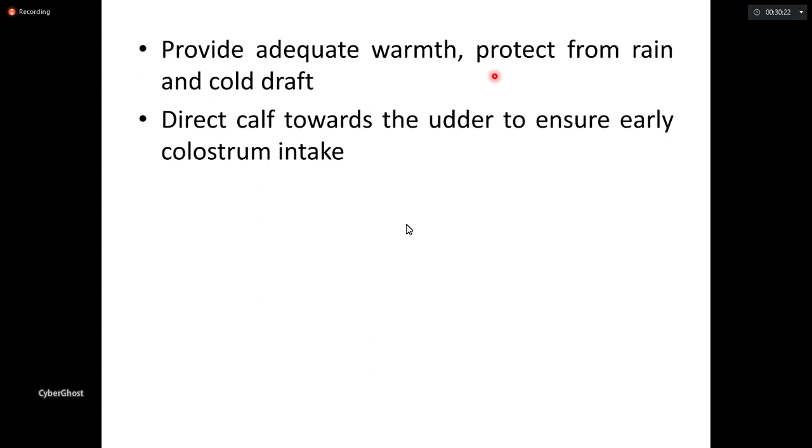So then, as we discussed last time, what were the basic things we should do after cleaning and all those practices? So we have to assure these are getting the colostrum. That is the first milk that we take from the mothers, right?